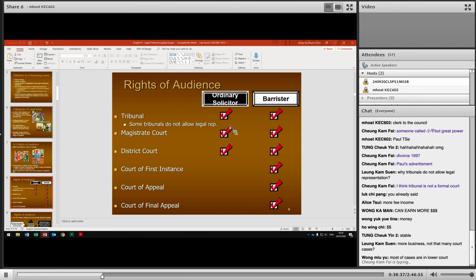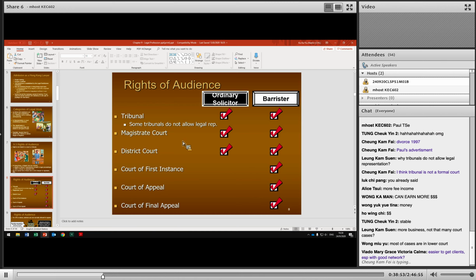So the solicitor only uses the service of a barrister when they have some difficult law point they cannot resolve. Usually, most of the work is done by the solicitor. Like you want to prepare a will, 遺囑, or probate, 遺產承辦, or conveyancing, buying a flat, selling a flat, buying a shop, tenancy matters. Most of the work is done by solicitors. The barrister simply cannot participate in those businesses.